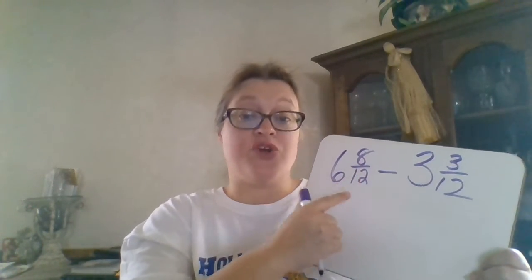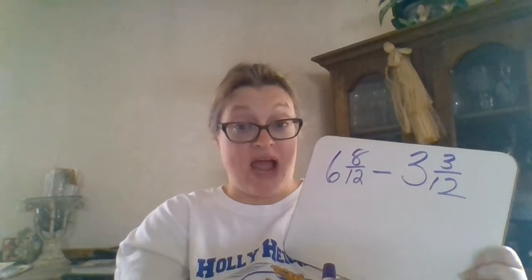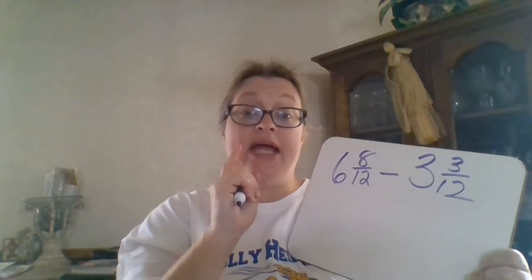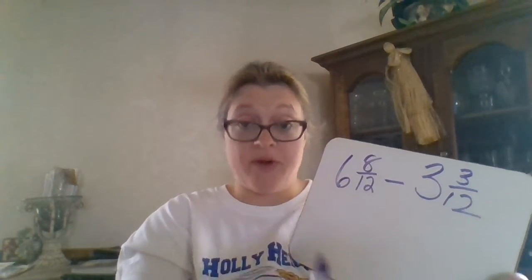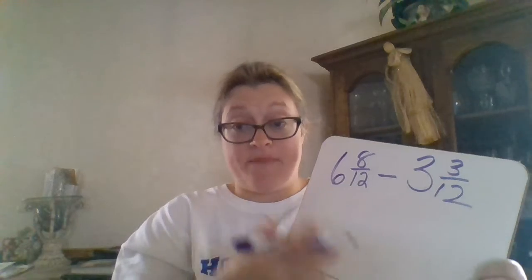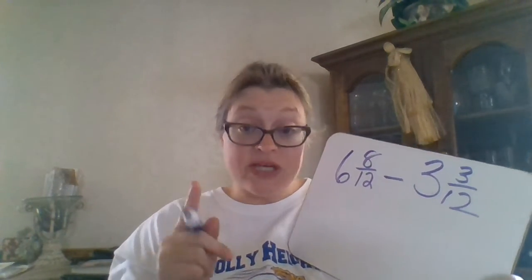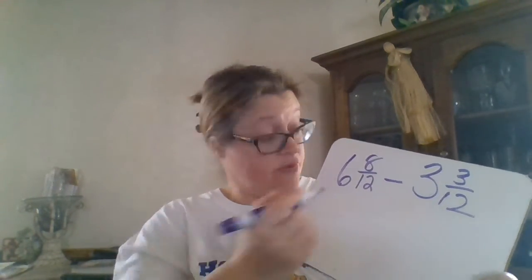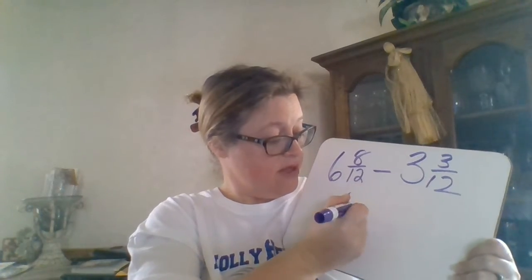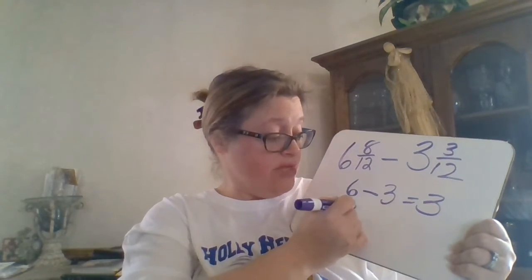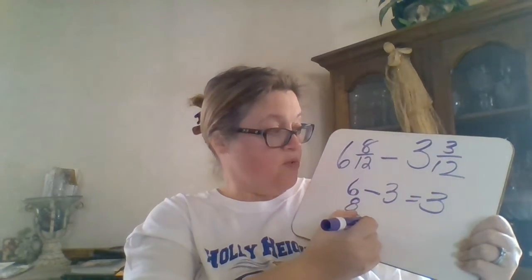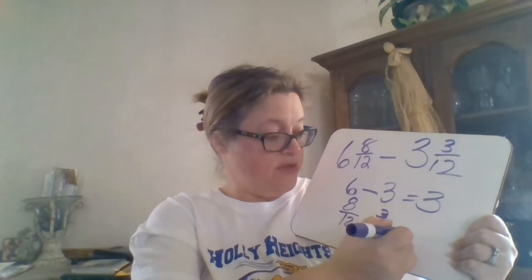So we would actually have to turn these into improper fractions. And then we can subtract and then turn the improper fraction after we've subtracted back into a mixed number. But this one, we actually don't have to go that step because we could just go ahead and do it. So the first thing I want you to do is to pull out the whole numbers. For this one, our whole is 6 minus our whole number over here is 3. And that gives us 3 wholes. Now we'll take our fraction parts. 8 twelfths minus 3 twelfths equals 5 twelfths.